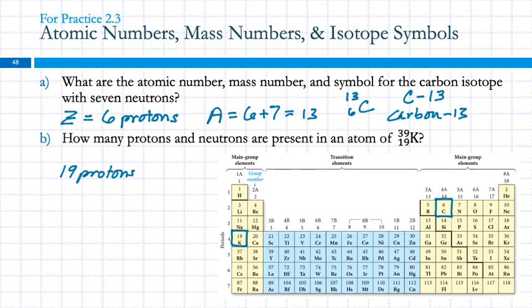And then how do I find the number of neutrons? I subtract. So 39 minus 19 is 20. It's all stacked up like that for you to do it without a calculator, but feel free to use a calculator. It's just dumb to get an answer like this wrong because you did mental math incorrectly. There is no shame in using a calculator. So 20 neutrons. Any questions?